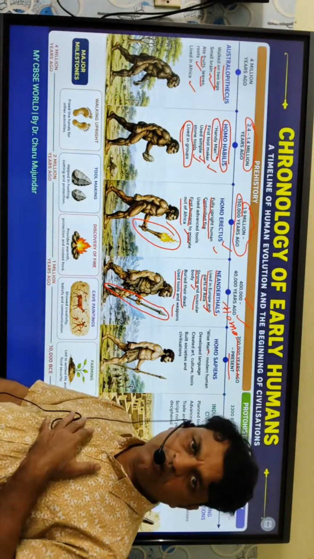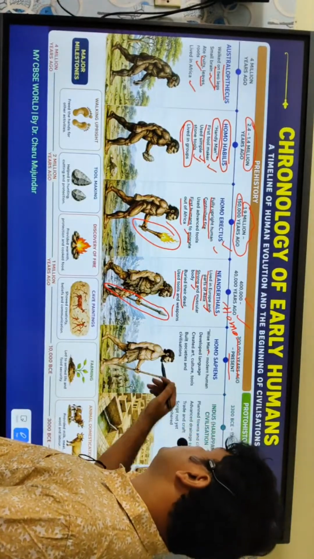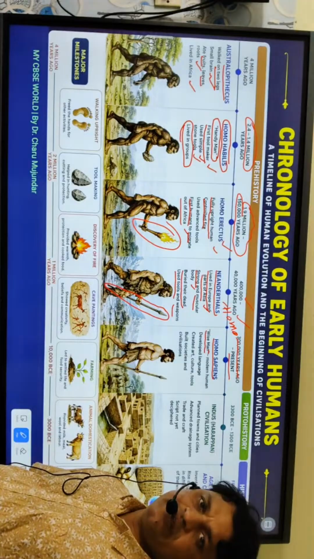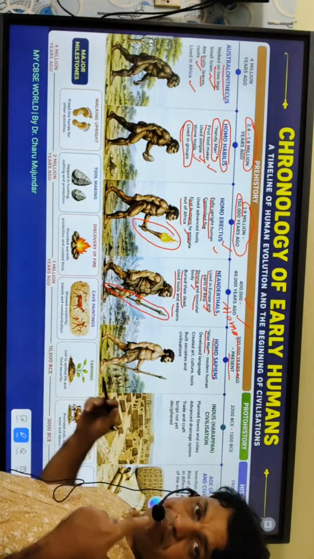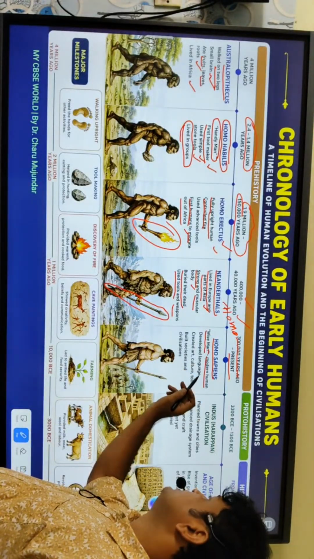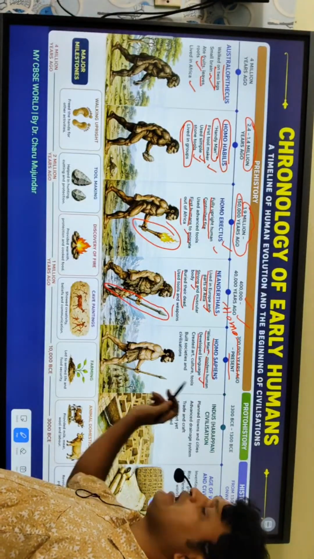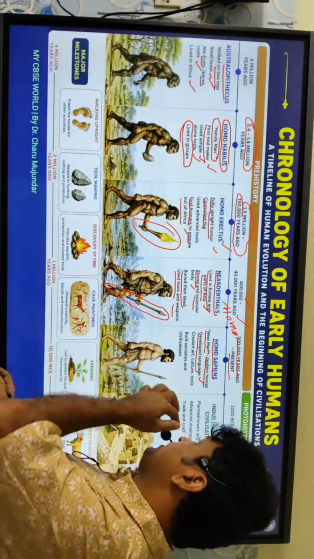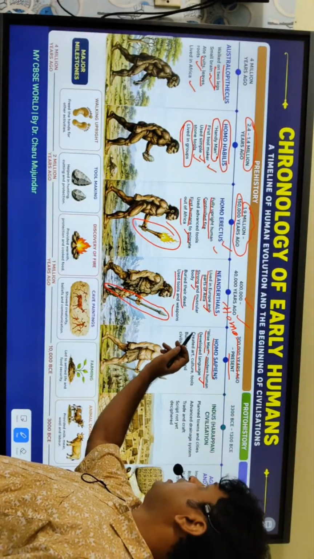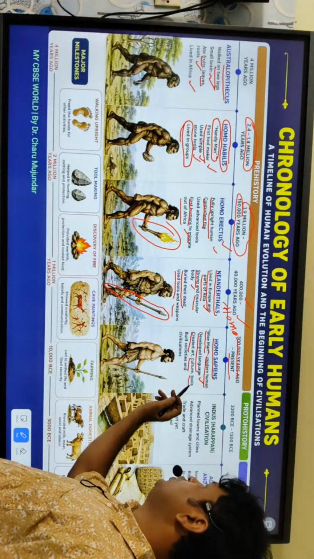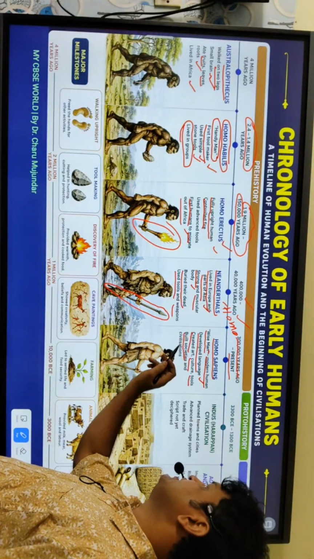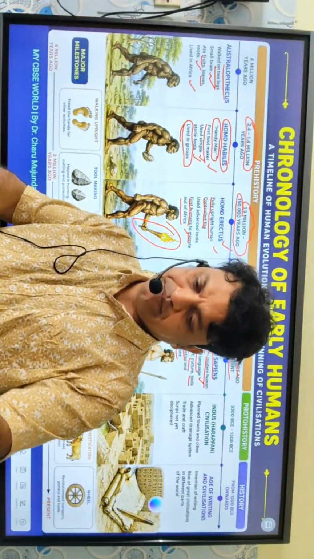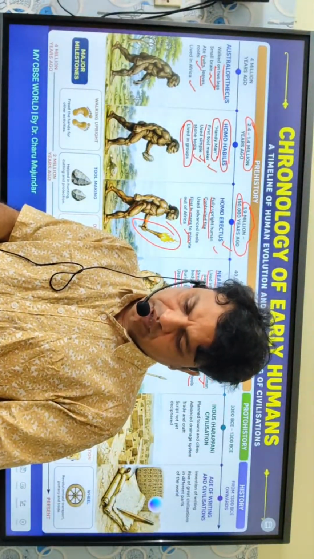Coming to the next, 3 lakh years to present day, they are called Homo sapiens sapiens, more advanced. Today's human beings are Homo sapiens sapiens, the wise man, very intelligent and using their brain. Modern humans developed language for the first time, created art, culture and tools, and built societies and civilization.